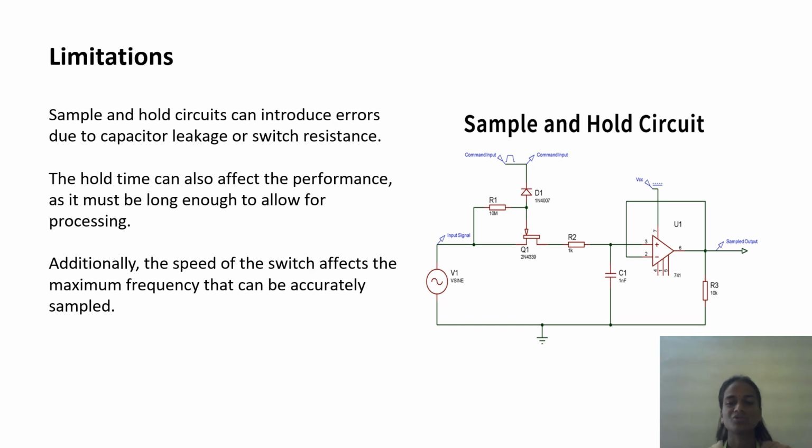Here are some of the limitations of sample and hold circuit. Sample and hold circuits can introduce errors due to capacitor leakage or switch resistance. The hold time can also affect the performance as it must be long enough to allow for processing. Additionally, the speed of the switch affects the maximum frequency that can be accurately sampled.